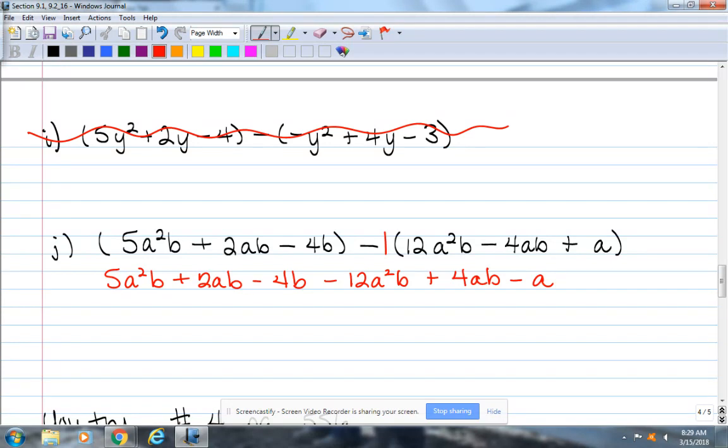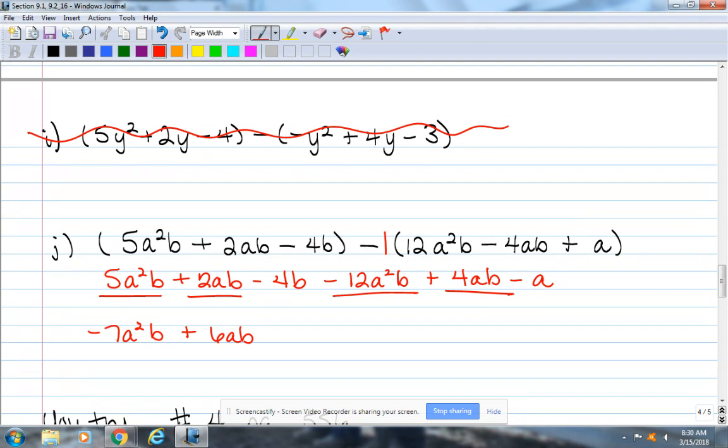Now, which ones of these terms do you think have the highest degree? The a squared b's, okay? And we got two of those, right? So those need to come first. So what is 5a squared b minus 12a squared b? Okay. And then what do you think we're going to do next? Good. Positive 2ab plus 4ab is what? Positive 6ab. And the last two only have one each.